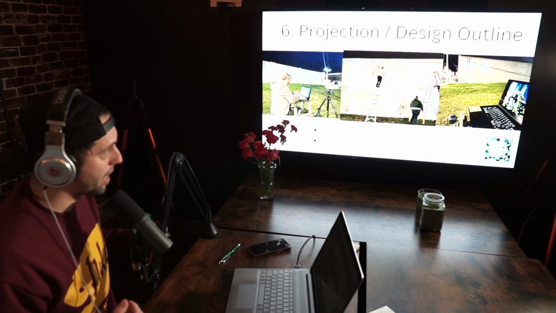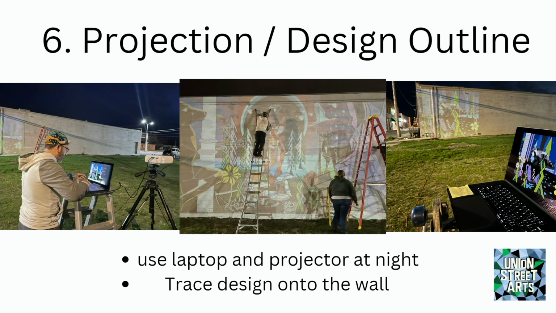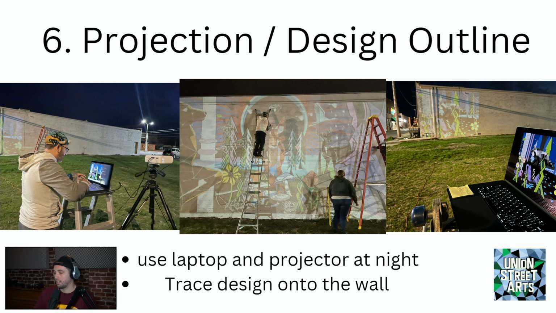The next step is projection and outlining your design. For this one, use a laptop and a projector at night. And this is an important piece: you have to do it at night because the sun is too bright to project outdoor, if this is an outdoor mural, and it has to be dark for the projection light to actually show up on the wall. And especially as detailed a mural as this is, you really need as much dark as you can get so you can adequately project and see what you're outlining.